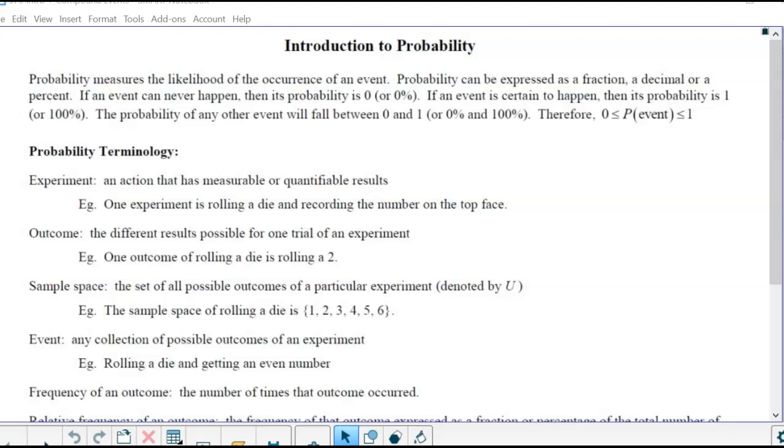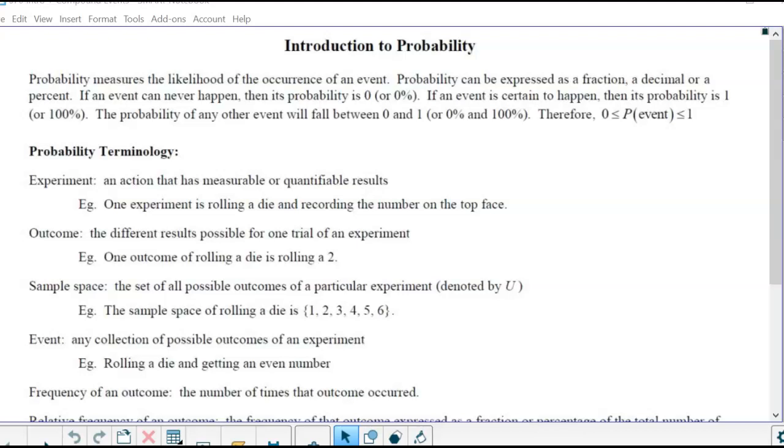So rolling a die will have 6 outcomes. The outcome that you're looking for is what you're going to look for, but the total number of possible outcomes is how many ways that experiment can happen. So for a die, there are 6 sides. One particular outcome of rolling a die is a 2, another is a 1, a 3, a 4, a 5, or a 6. Sample space, that's the set of all possible outcomes of a particular experiment.